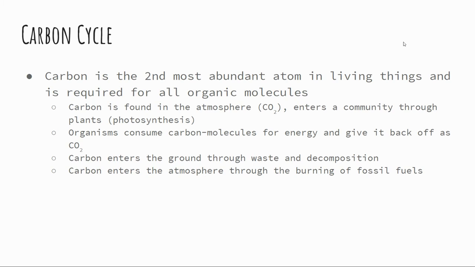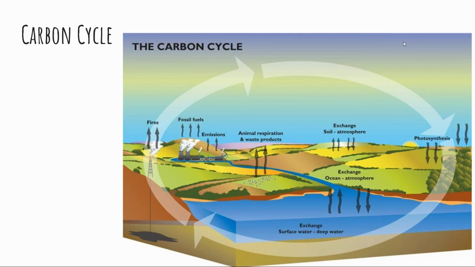So organisms consume carbon molecules for energy and give it back off as carbon dioxide. So when we eat plants or animals that eat plants, when we do cellular respiration to break down those energy molecules, a byproduct is carbon dioxide, and then it goes back to plants. So carbon enters the ground through waste and decomposition, and carbon enters the atmosphere through the burning of fossil fuels. And here's a picture of the carbon cycle.